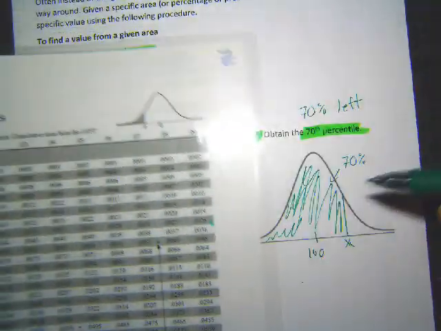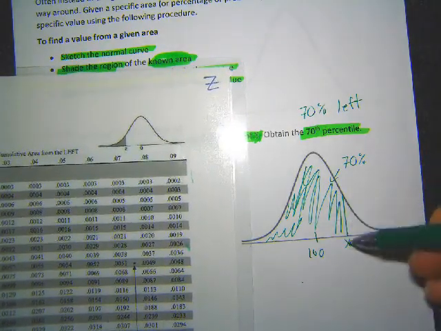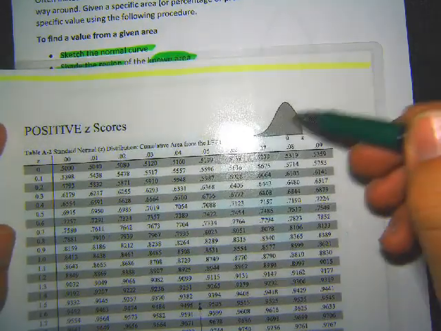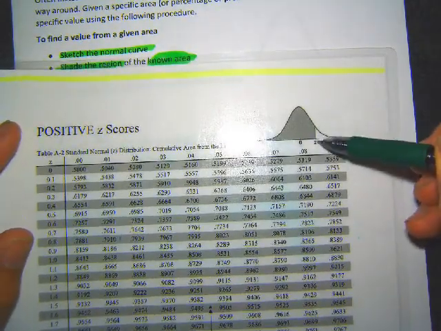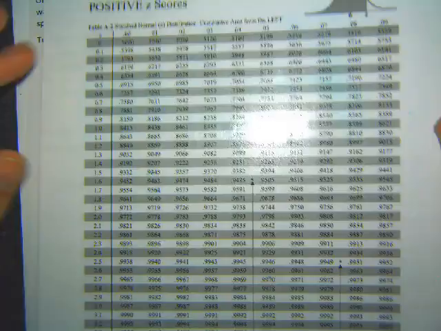Well, no, because we drew the picture and we saw that we actually have to be to the right of the middle. So our z-score should be positive. So we're not going to use the negative side, we're going to use the positive side, because we want a chart that looks like this, where you can see the marked value is going to be over here, because more than 50% is to the left. So I'm looking for 70%, so now I've got the area.